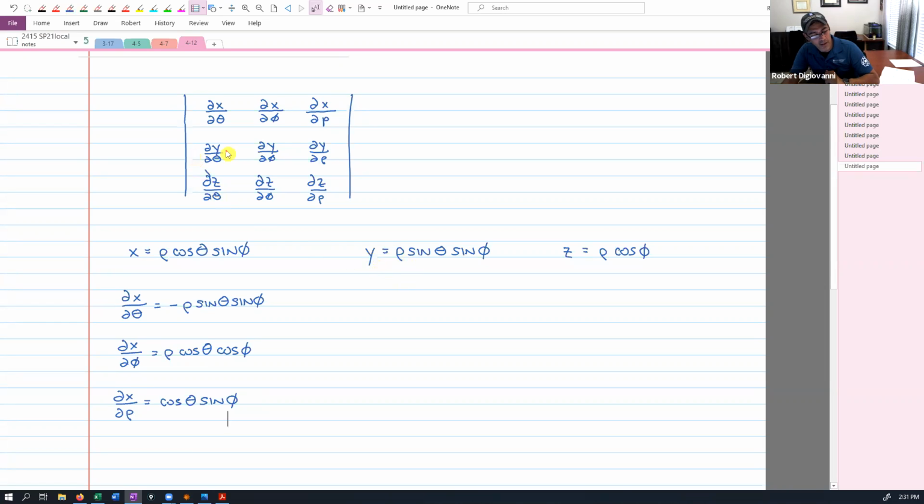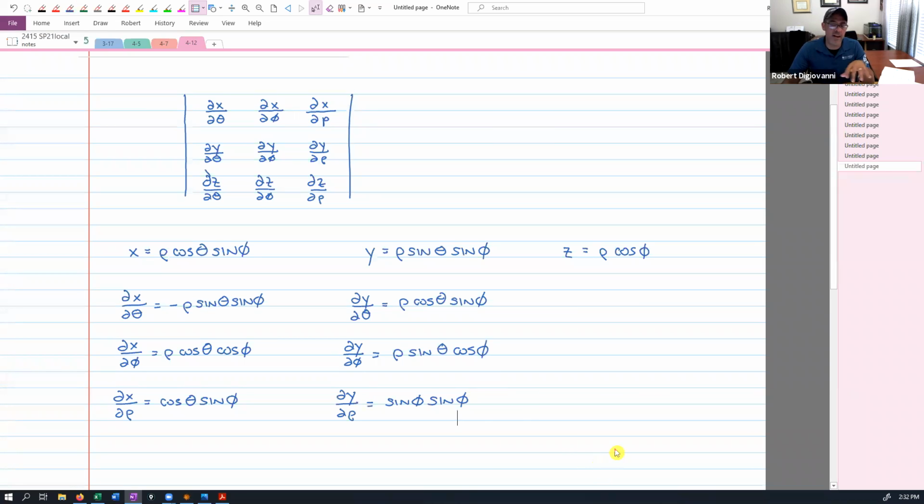Moving on to y. I need all the partials with respect to the 3 variables. So partial y with respect to theta would be rho cosine theta sine phi. The partial of y with respect to phi would be rho sine theta cosine of phi. And the partial of y with respect to rho would be just sine theta sine phi.